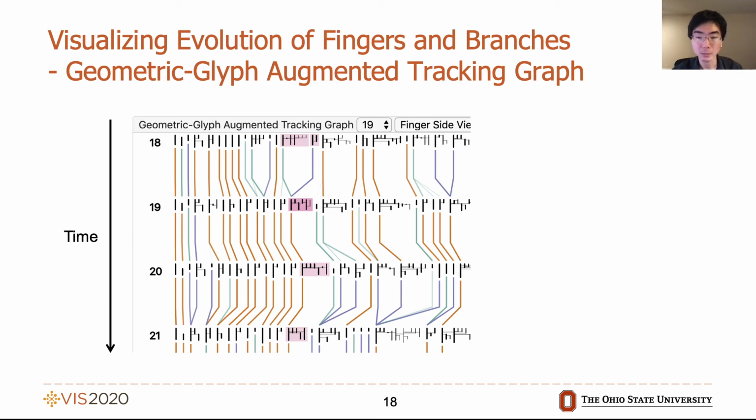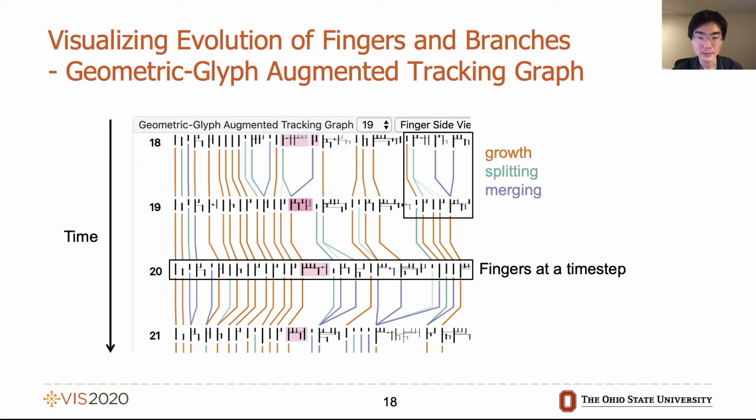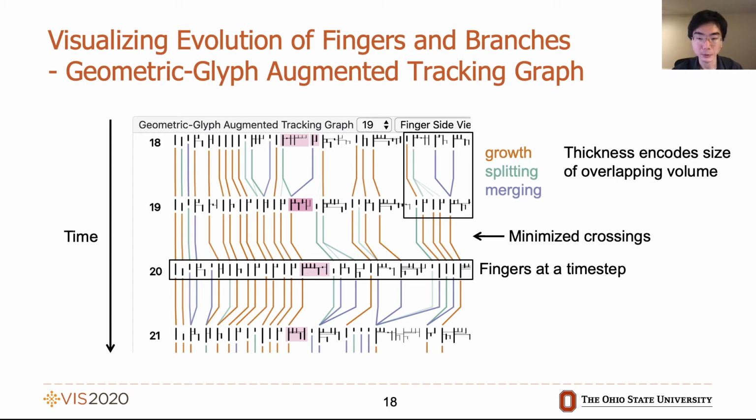Next, we embed the glyphs of finger branches into a tracking graph and create the geometric glyph augmented tracking graph to help track finger branches. In this tracking graph, each row contains fingers and branches at a time step. The temporal related fingers are connected through links. Colors represent 3 temporal events: orange for growth, green for splitting, and purple for merging. The thickness of links encodes sizes of overlapping volume between related fingers. Moreover, crossings between links are minimized to reduce the visual clutter. We further designed interactions for tracking branches, which are explained in case studies.